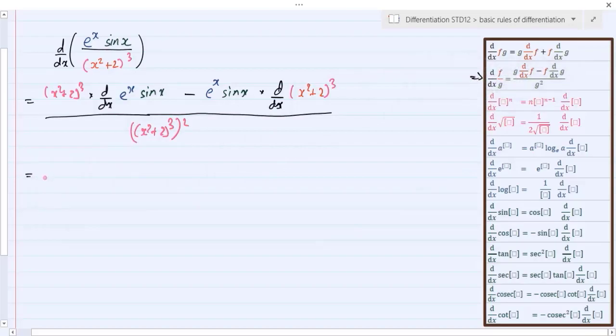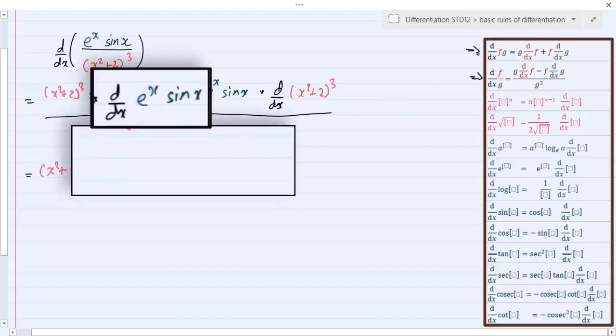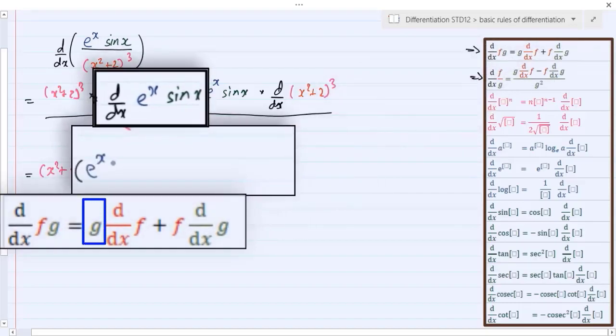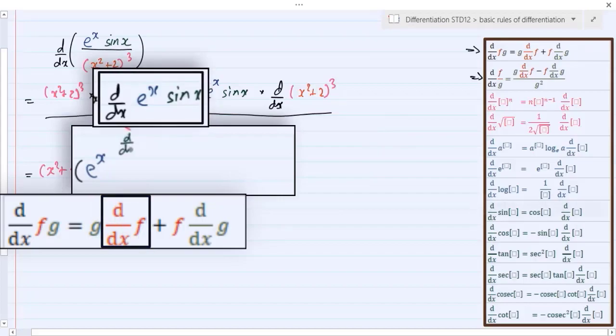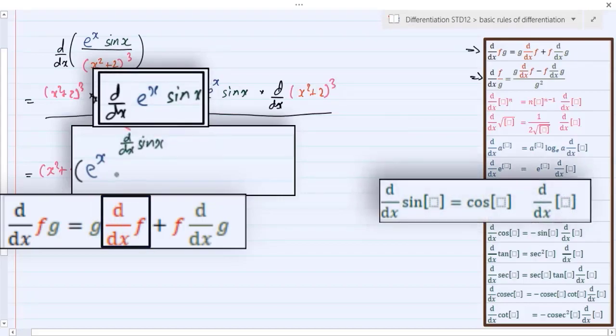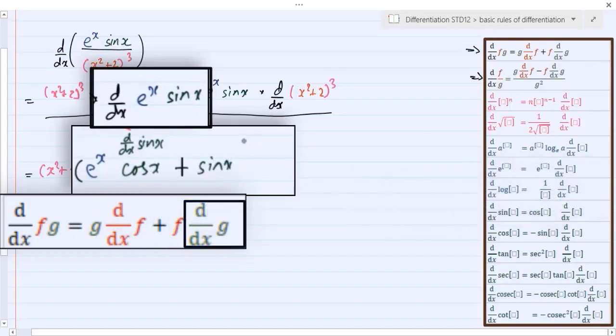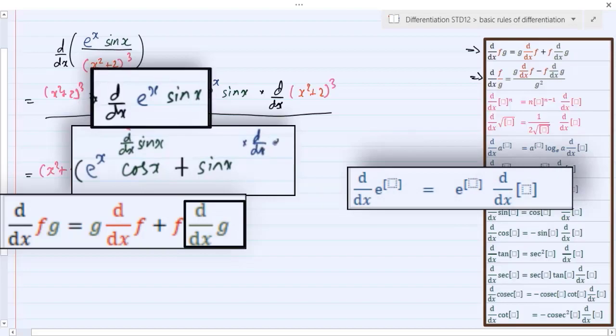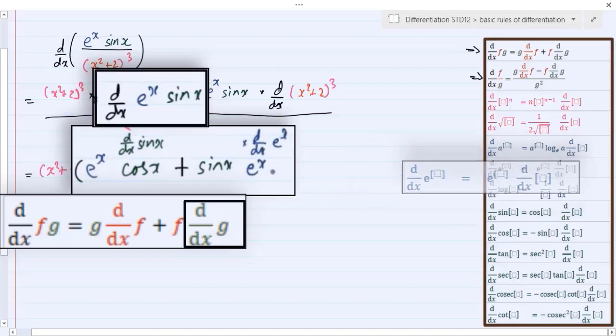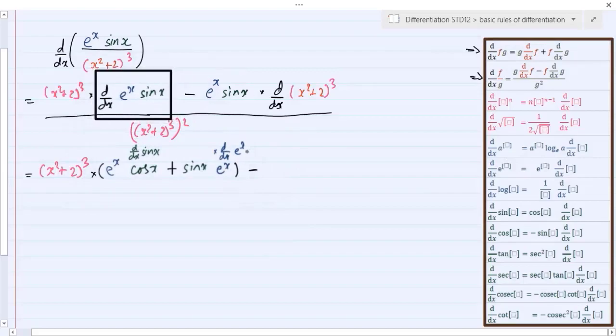So let's simplify. (x² plus 2) the whole cube is as it is. Differentiation of e raised to x sin x can be done by the multiplication rule. Your e raised to x as it is. Let's differentiate sin x first, which is cos x. Your sin x will be as it is. Let's differentiate e raised to x, which is e raised to x, minus in the second term your e raised to x sin x will be as it is.